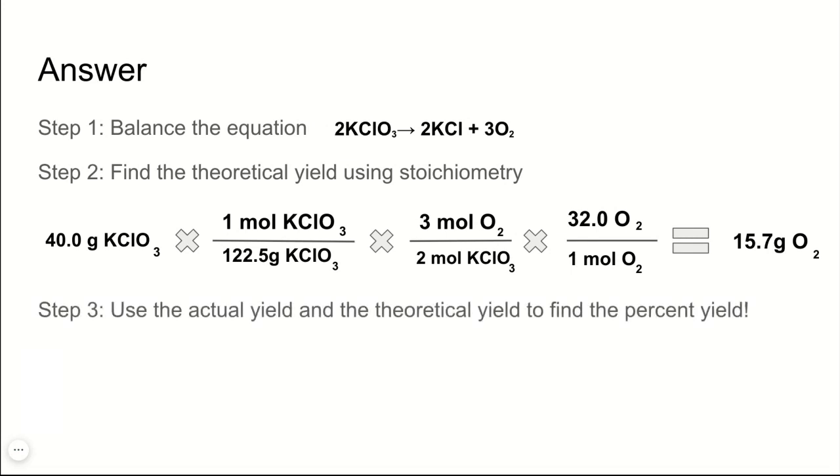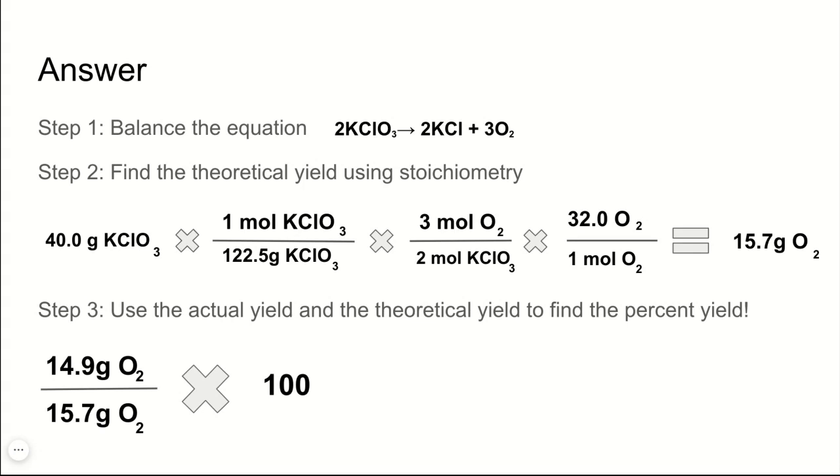The third step is to use the actual yield and the theoretical yield to find the percent yield. So you take 14.9 grams, which, like we said from the other slide, is our actual yield in this scenario. And you divide that by 15.7 grams of oxygen gas, which is what we just calculated. You multiply that by 100 to convert it into percent, and that equals 94.9% yield.